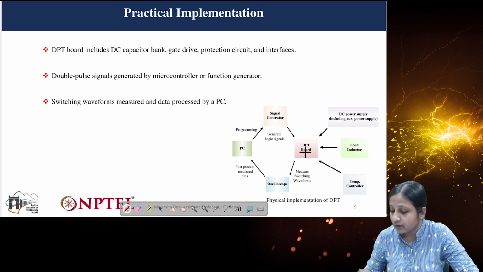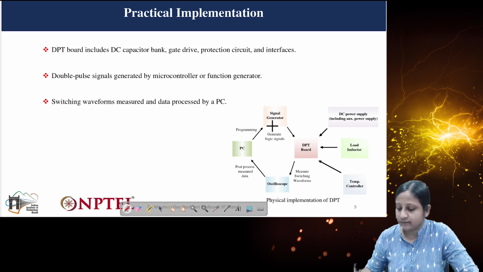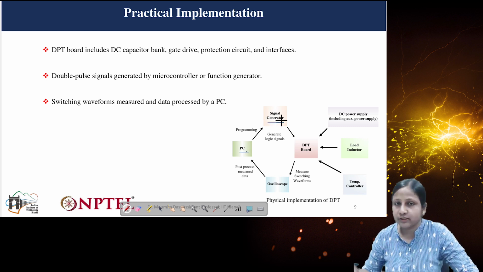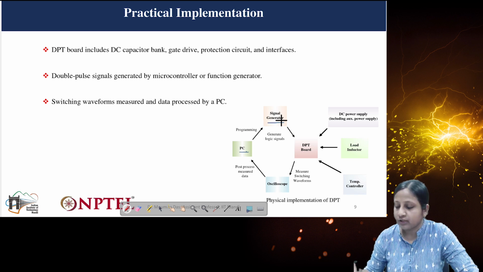But this DPT board will be connected to the signal generator, which will provide two pulses. This signal generator can either be a microcontroller or maybe this waveform generator, which generally you get to see in the lab. So whatever is suitable for you to use for generating two pulses. If it is a microcontroller, then we need to program it by using a PC. So then this PC will program the microcontroller or the signal generator. For a signal generator, we don't need a PC. Then it will be provided to the DPT board.